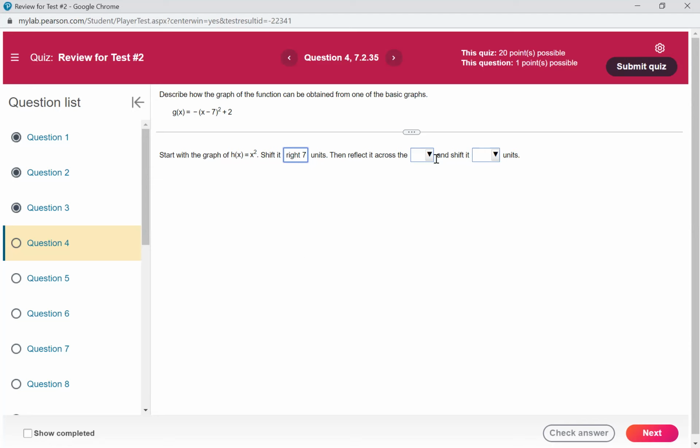Then we're going to reflect it across the blank. Well, y'all, the only axis we're reflecting across in this section is the x-axis. And then at the end, that +2 is going to move me up 2. So remember, the last number determines my up and down. Inside the parentheses determines my left or right.